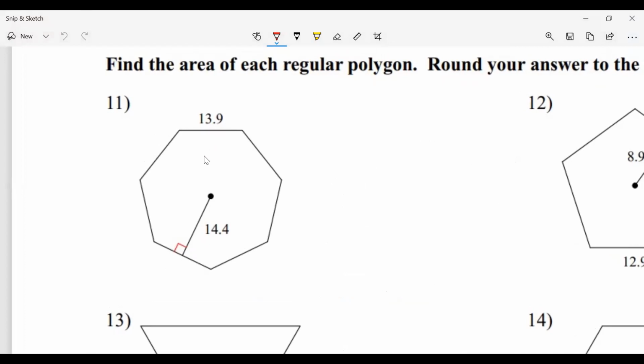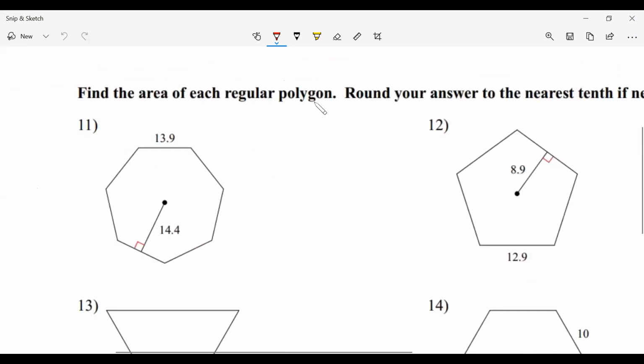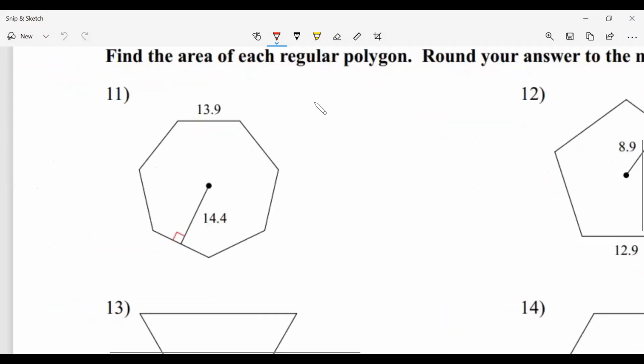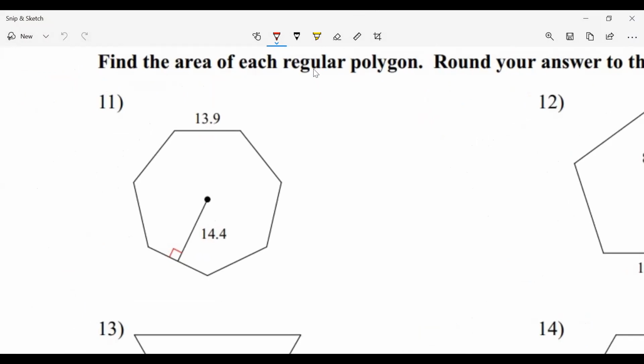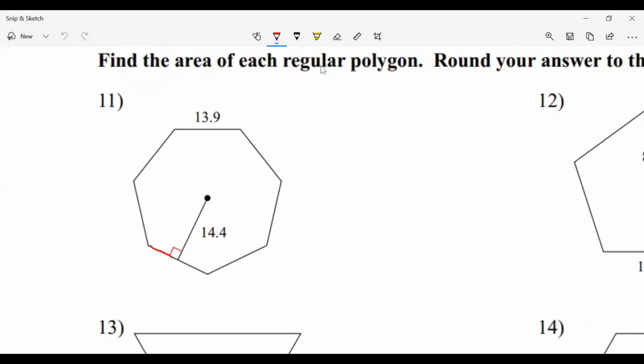In this case, question number 11, we see a figure that has 7 sides. Regular means all the sides are equal, and I want you to round your answer to the nearest tenth. I want you to find the area of this polygon. I said all the sides are equal, right? Key phrase: regular. So I'm going to say this measurement right here is 13.9.